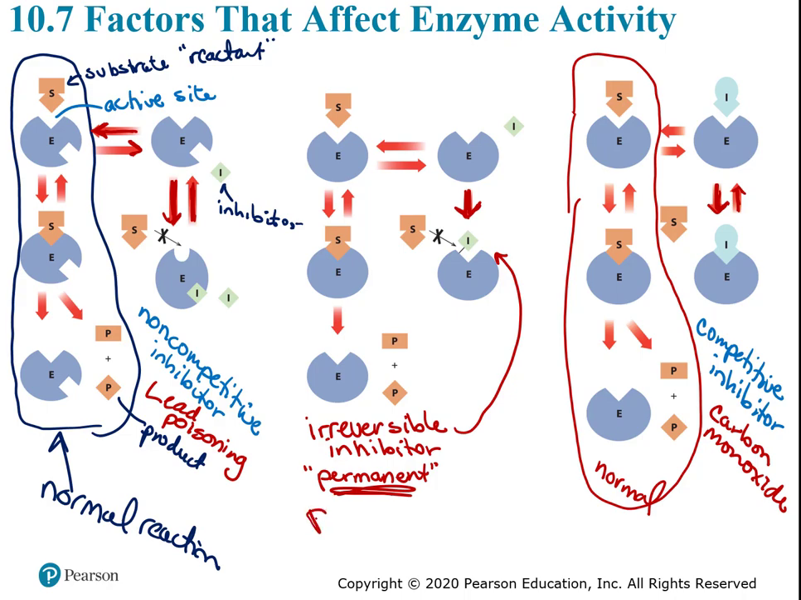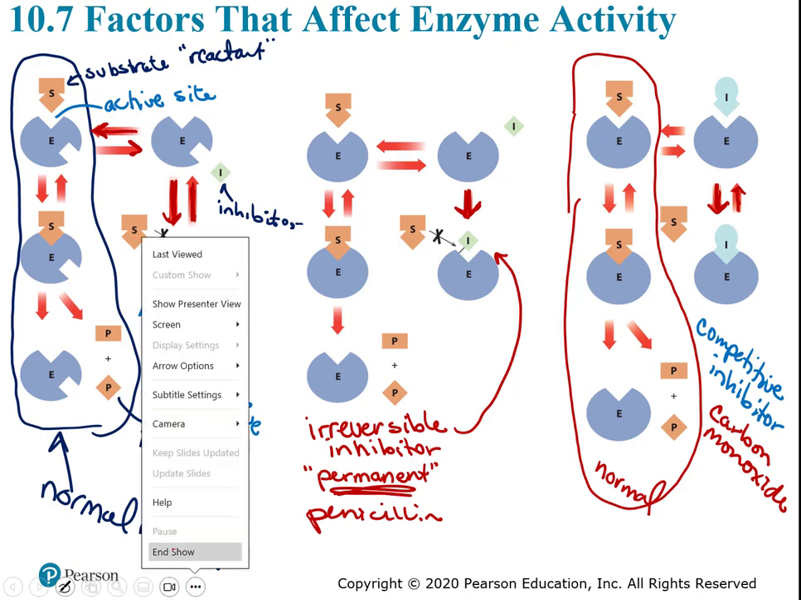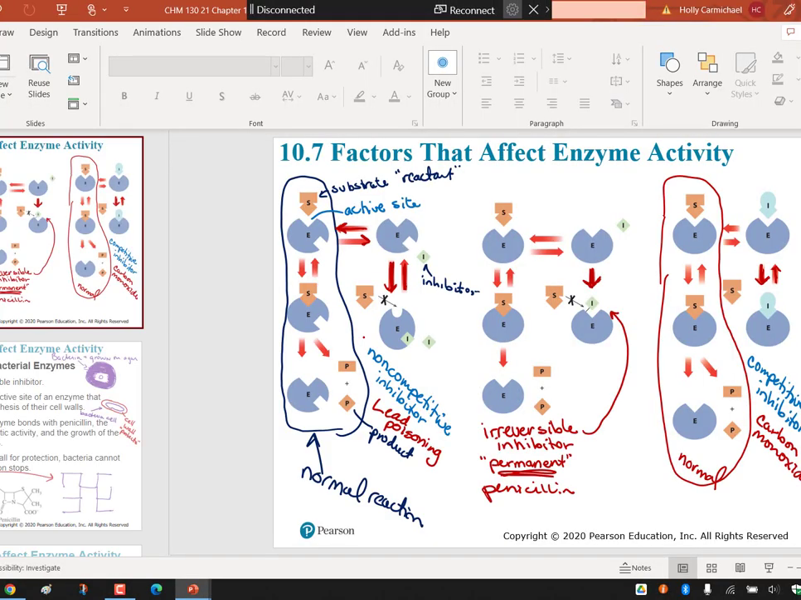Okay, so penicillin. Penicillin is an irreversible inhibitor. So it binds to the enzyme and the enzyme's done. The enzyme can't function anymore because it doesn't come back off. It's an irreversible inhibitor. Carbon monoxide is a competitive inhibitor. Lead poisoning is a non-competitive inhibitor. But both of those can come off of the enzyme. So they sort of go back and forth.